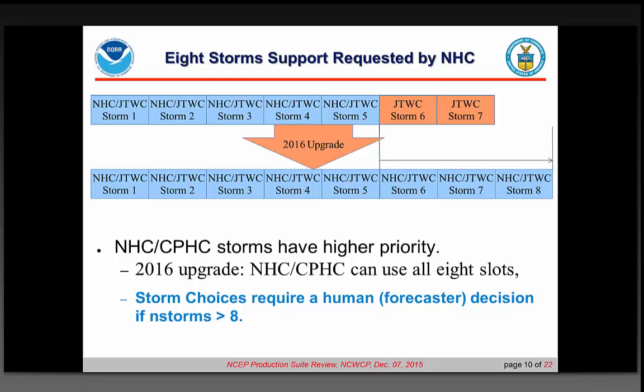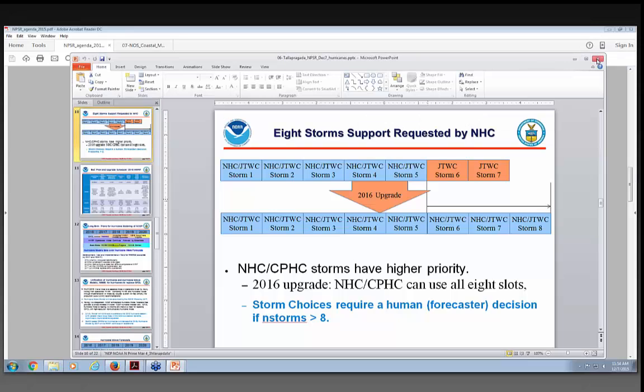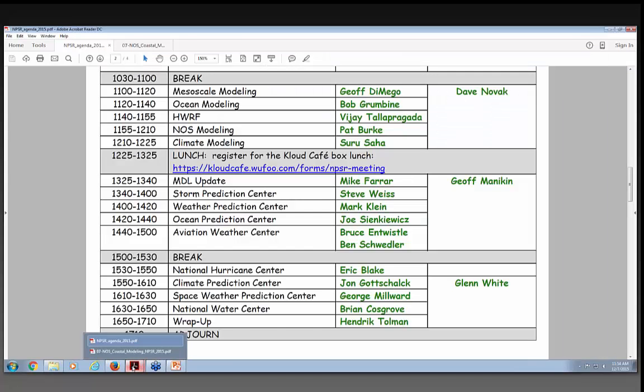So our next speaker, Pat Burke from the National Ocean Service, NOS, is going to give us a quick update on some of their work.